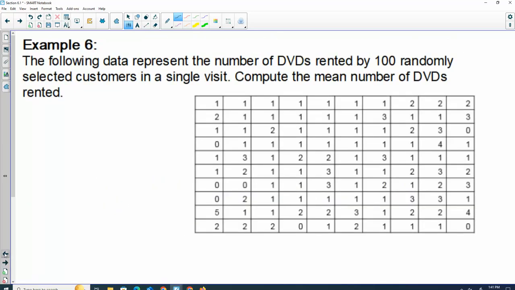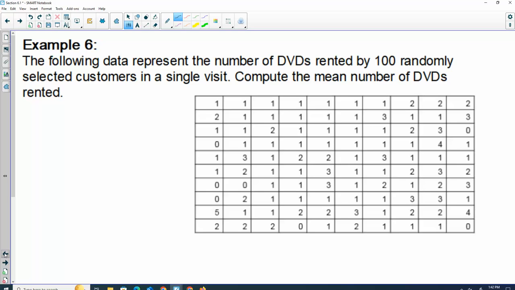So sometimes we might have probabilities. Sometimes I could still give you original data. If I ask you to find, this one gives the number of DVDs rented by 100 selected customers in a single visit. Compute the mean. What would you do? Add them all up and divide by 100. Do we need to work that out? Are you guys okay with finding a mean if I just give you the points? Yeah. We did that back at the beginning, right? So this is pretty much related.